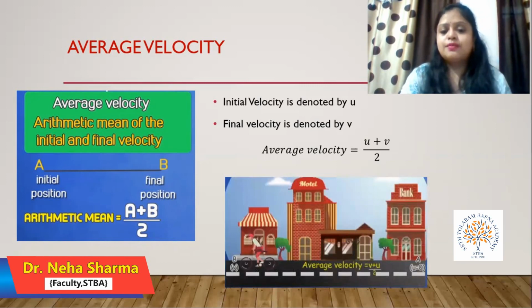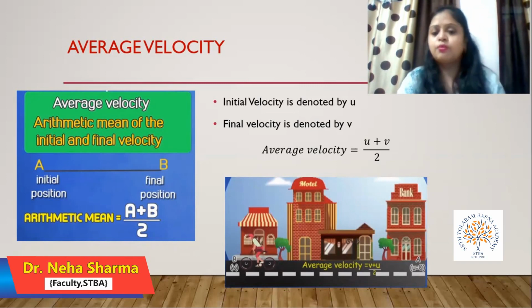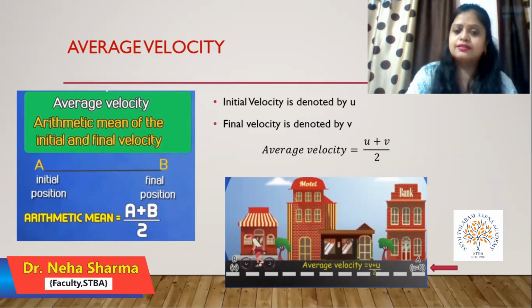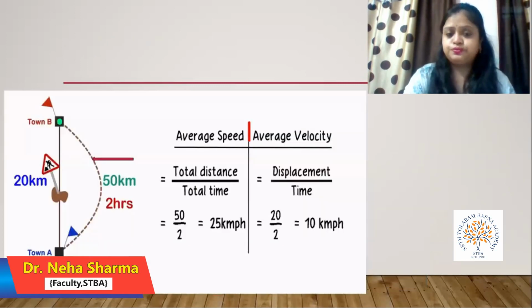Suppose a student on a bicycle is moving from point A to point B. At point A, initially at rest, we consider u equals 0, and at point B the velocity is v. So the average velocity is (u plus v) by 2.